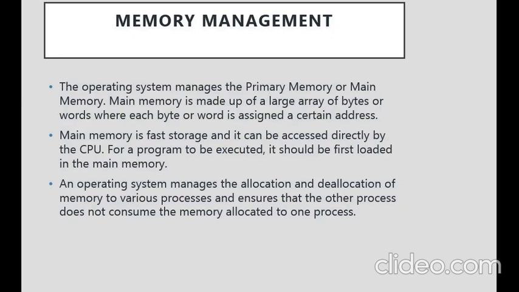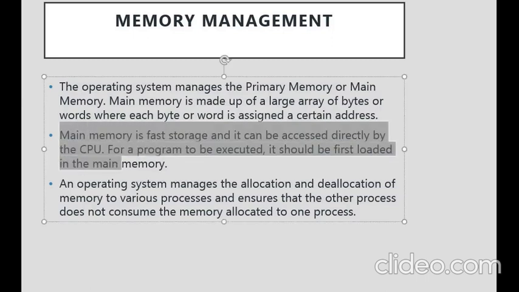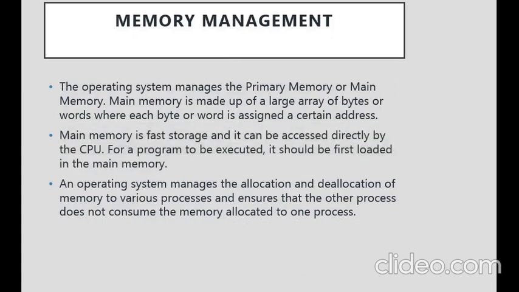So the main memory is a fast storage and it can be accessed directly by the CPU. For a program to be executed, it should be first loaded into the main memory. An operating system manages the allocation and deallocation of the various memory to processes and ensures that the other processes do not consume the memory allocated to one process.